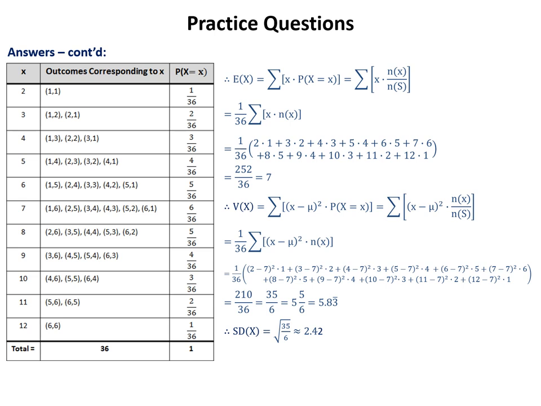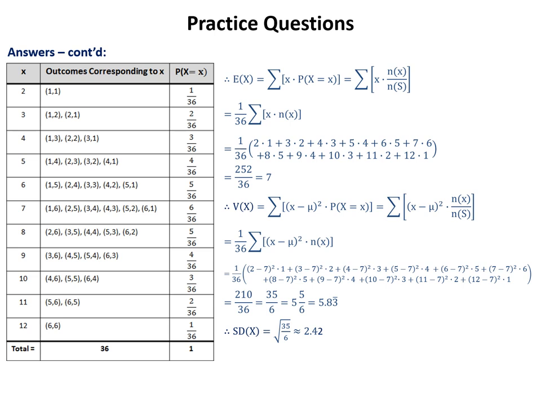First, we calculate the expected value of x, which equals the sum of the x values times their probabilities, which equals the sum of the x values times the n of x over n of s. Now, each of the x values has the same n of s equal to 36, so we can factor that out as a 1 over 36 and multiply it by the sum of each x value times its n of x.